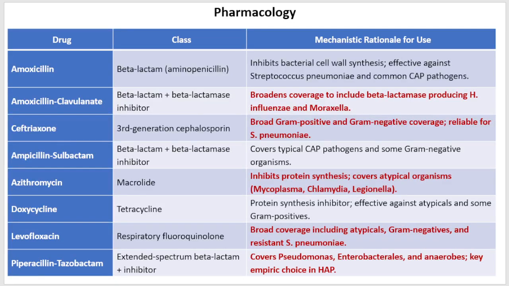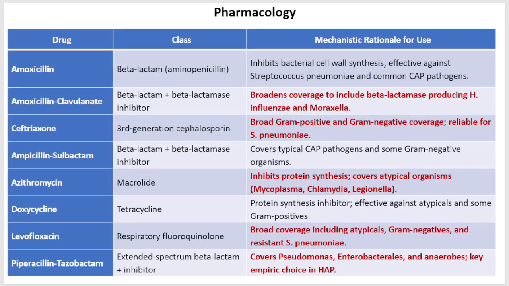Now let's see pharmacotherapy. When treating pneumonia, the choice of antibiotic depends on whether it's community-acquired or hospital-acquired and on the likely pathogens. Let's begin with community-acquired pneumonia. For otherwise healthy outpatients, amoxicillin is often the first choice. It's a beta-lactam antibiotic that inhibits bacterial cell wall synthesis, and at a dose of 1 gram orally given 3 times daily, it reliably covers Streptococcus pneumoniae.